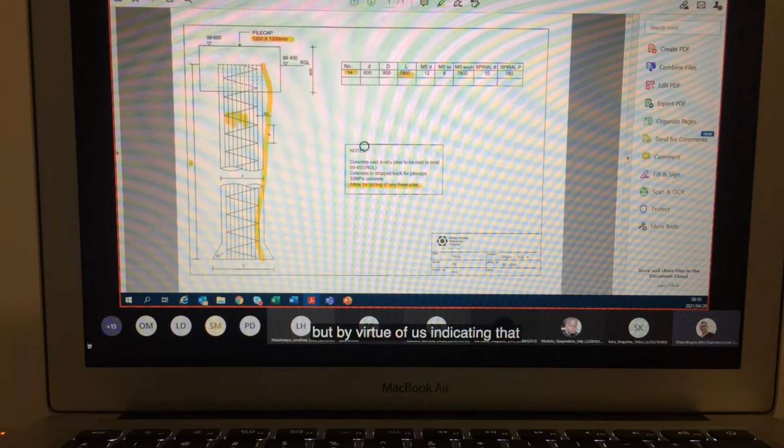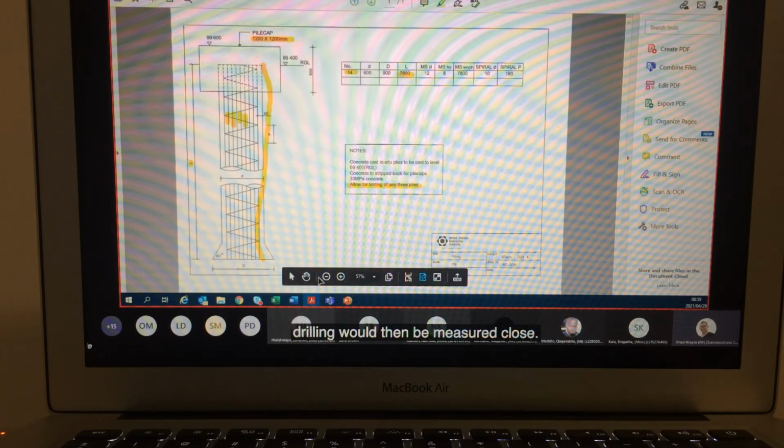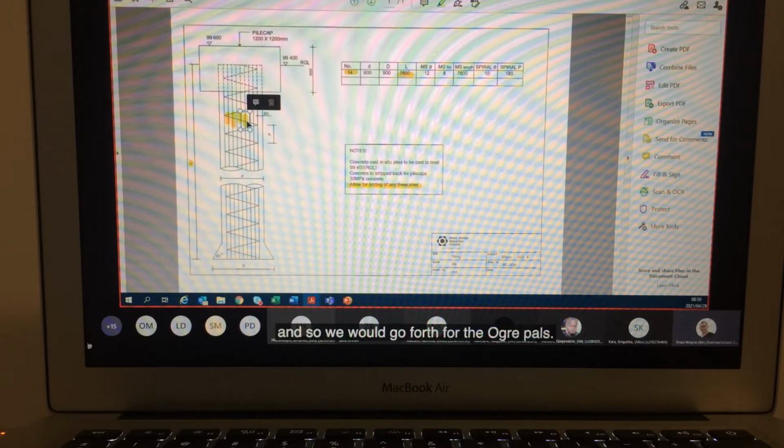And we measure these by indicating the diameter of the piles and also what the category is. We would therefore drill them, as you say on page 22, it says that auger piles drilling would be measured. Clause 12 says drilling is separated into groups not exceeding 10 meters deep and thereafter in successive depths of 5 meters. So it will be not exceeding 10, exceeding 10, not exceeding 15, exceeding 15, not exceeding 20, and so we'd go forth for the augered piles.